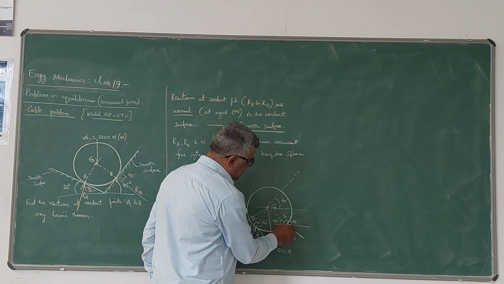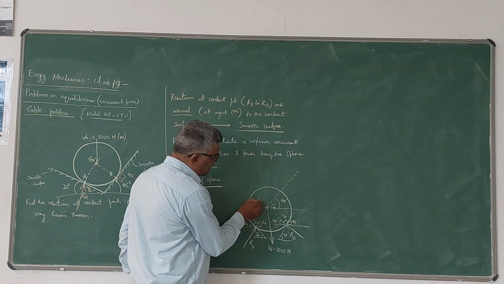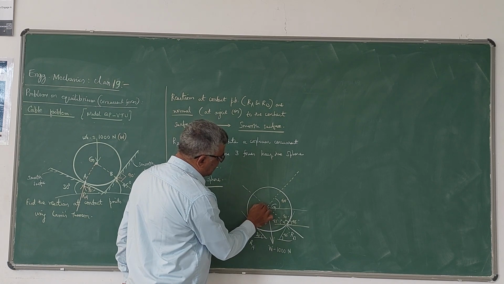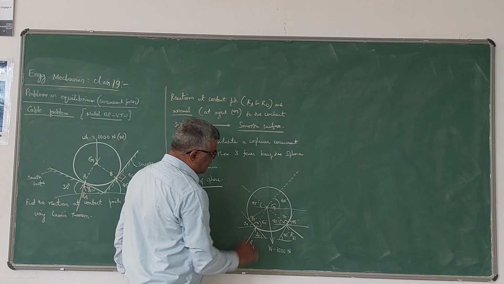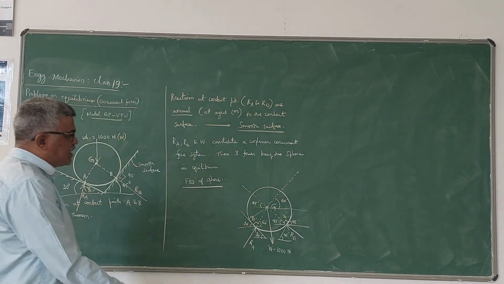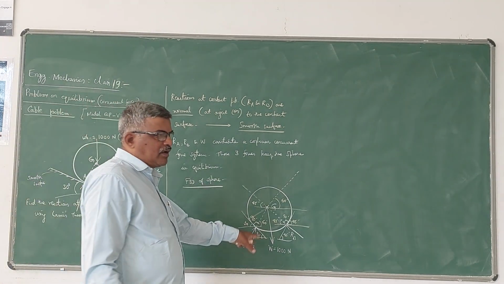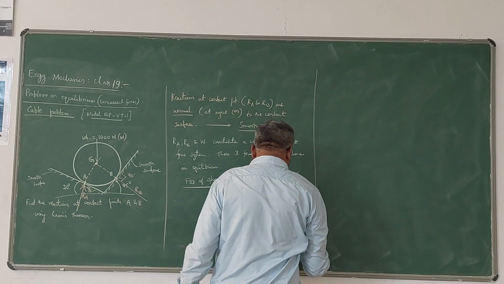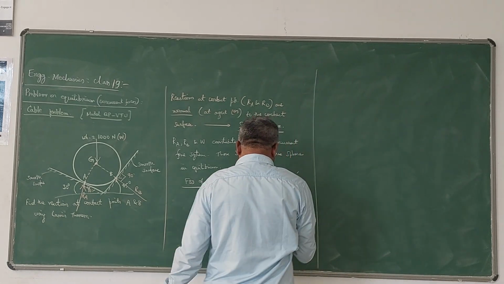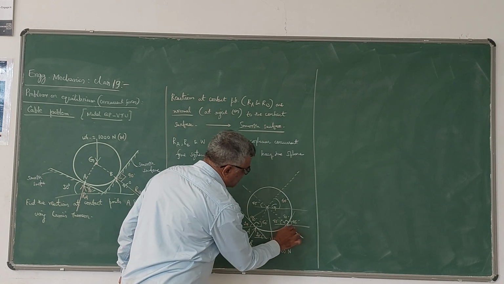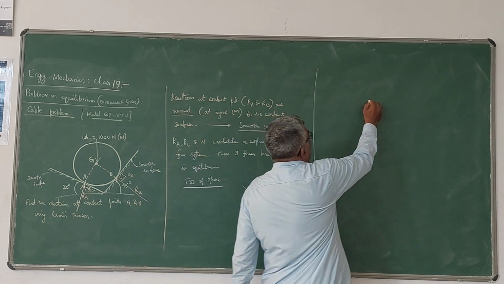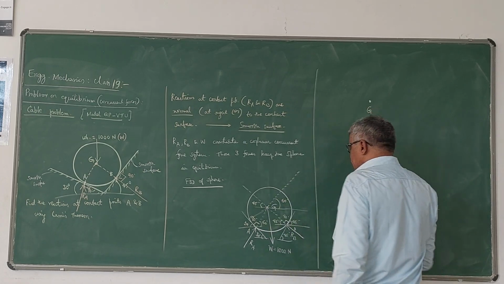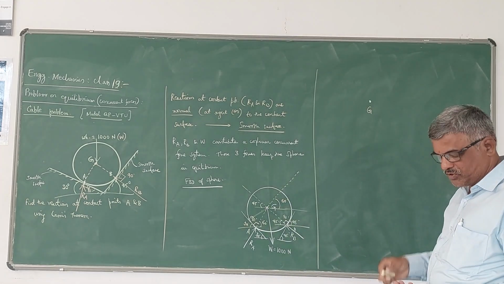What I do here is this line of action I will also extend like this. If I extend like that, this angle becomes 45 degrees. Why I have done this is, let me show this by three concurrent forces, because I have to apply Lami's theorem for this. So this is point A, this is point B. G is the point of concurrence. At this point G, three concurrent forces should act.